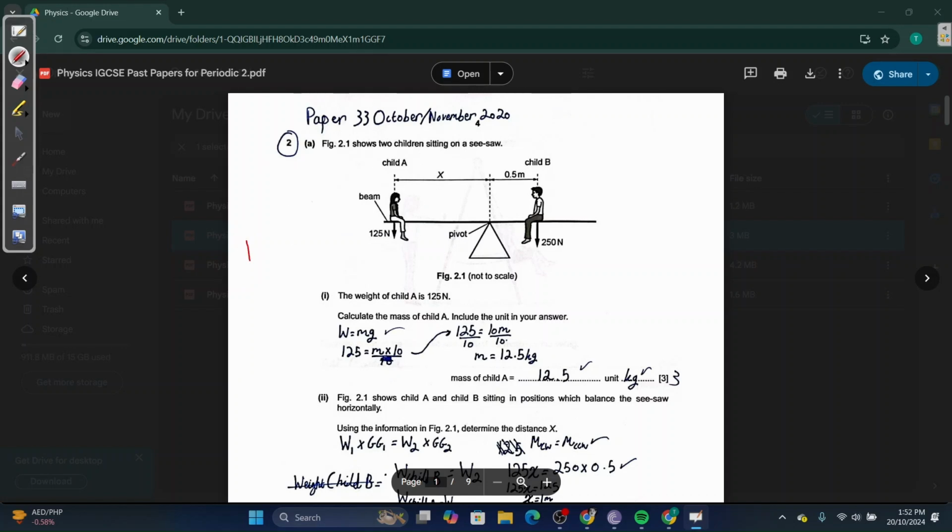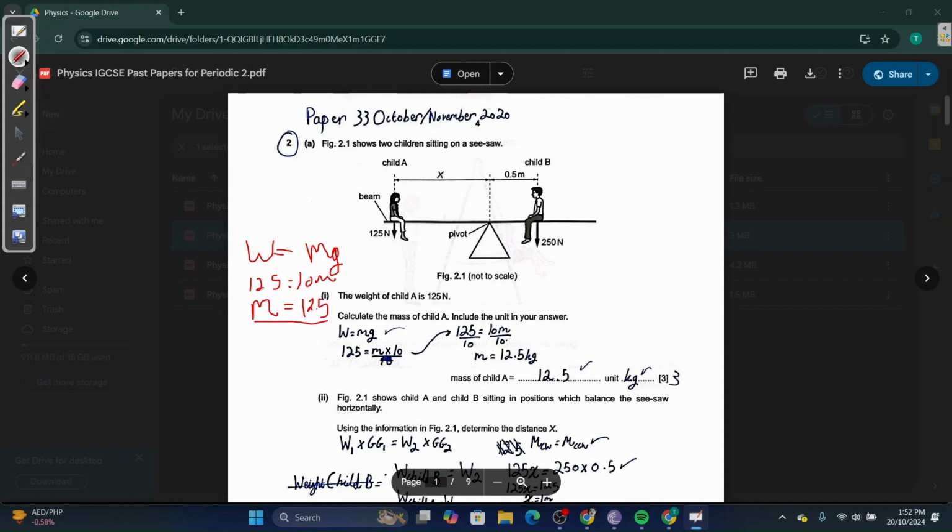Okay, the weight is W equals mg, right? So you have your weight, which is 125. You have the m, which is the mass, which is unknown, and you have g, which is a constant, as 10. So 10 m. In physics IGCSE, take g as 10. If you're doing the actual IGCSE exam, it'll tell you on the first page, take the gravitational acceleration to be 10. Okay. Now divide by 10 to get your mass. So 125 divided by 10 is 12.5.